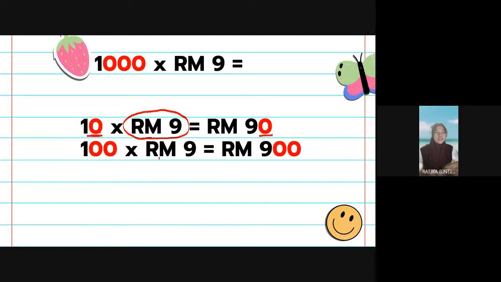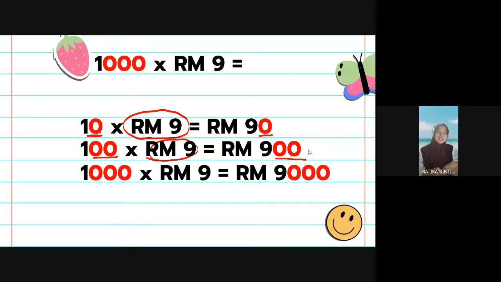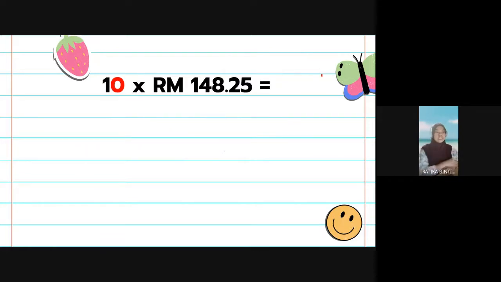Okay. So 100 times 9 is, you copy this one. Yes, 900. 100 ada 2 zero, so you just put 2 zero dekat belakang ni. So the answer is 900 ringgit. So 1,000 times 9 ringgit is equal to 9,000. Ada 3 belakang. You copy this one. Copy saja. Then 1,000 ada 3 zero. You add on 3 zero dekat belakang dia. So the answer is 9,000 ringgit. Senang. Okay, now.